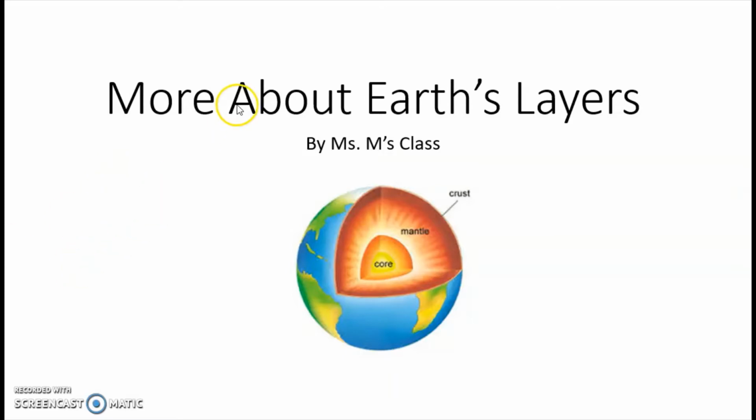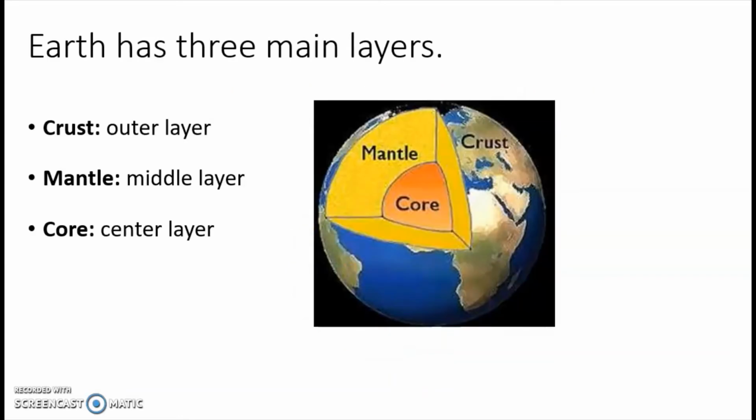We're going to learn more about Earth's layers. So let's remember Earth's layers that we learned last week. Earth has three main layers. Crust, which is the outer layer. That's the layer we live on. That's the layer that has the continents and oceans. Mantle is the middle layer. And core is the center layer.